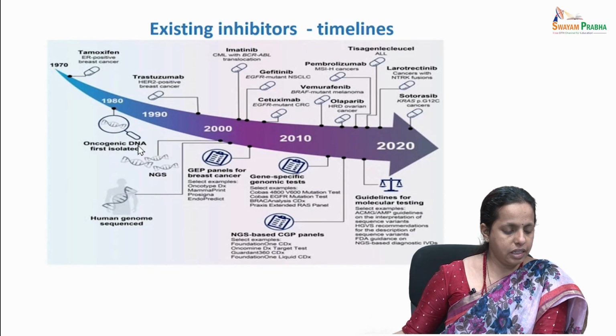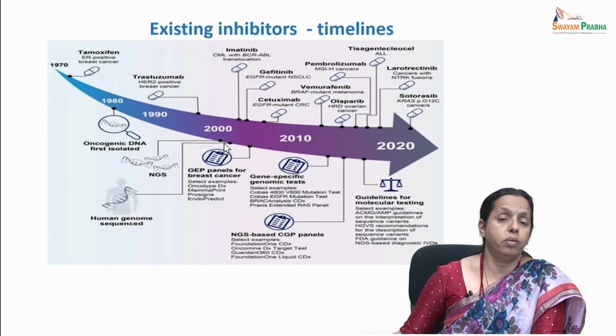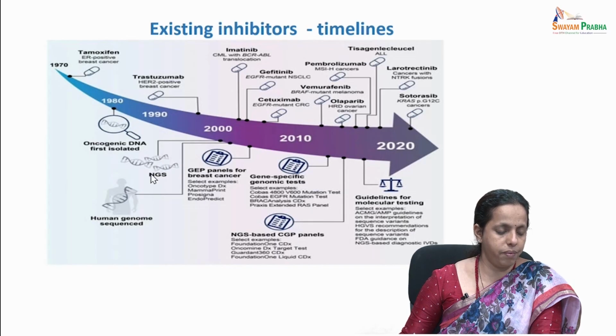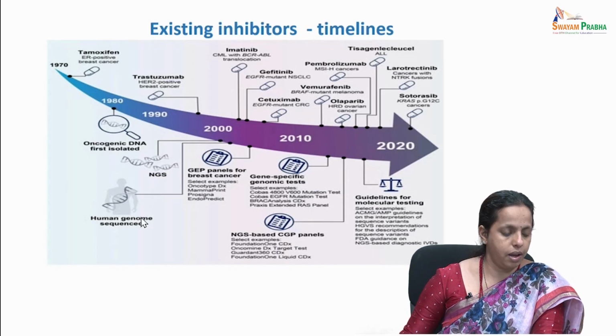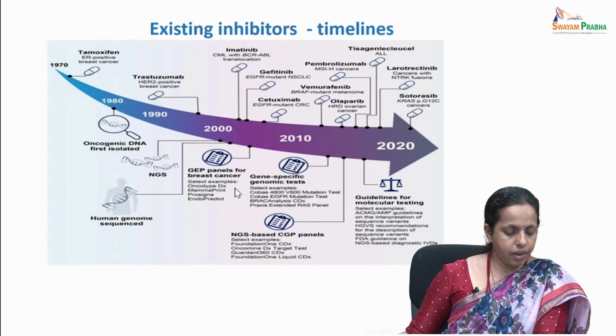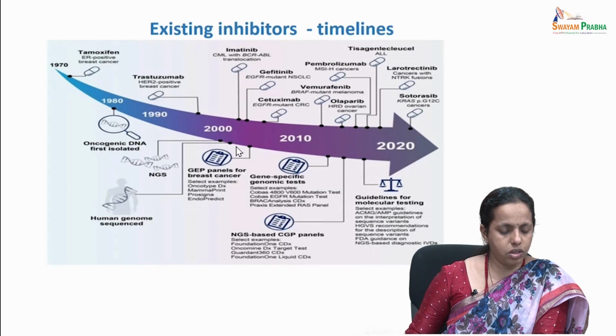Whereas in 1980 the oncogenic DNA was isolated. Then from 2000, this is when I was mentioning 2001, the whole genomic sequencing was completed. NGS became a very important tool for precision oncology. And then you have the specialized gene panels for breast cancer, where you can select examples such as Oncotype, then MammaPrint and Prosigna, very important, which use NanoString. All these milestones came around this point of time.